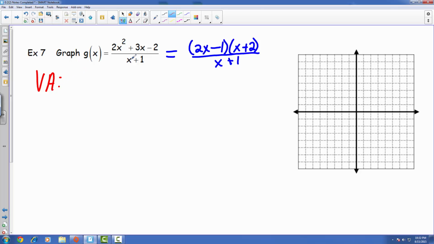So our vertical asymptote is found when we set our bottom not equal to 0. So we have x plus 1 is not equal to 0. And then we just solve for this, so x is not equal to negative 1 when you subtract that 1 from both sides. And so we should see a VA occurring at negative 1.